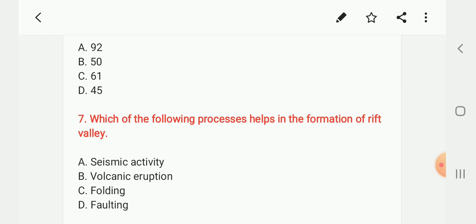A rift valley is a linear shaped lowland between several highlands or mountains. Rifts are formed as a result of the pulling apart of the lithosphere due to extensional tectonics. This question came in 2016.